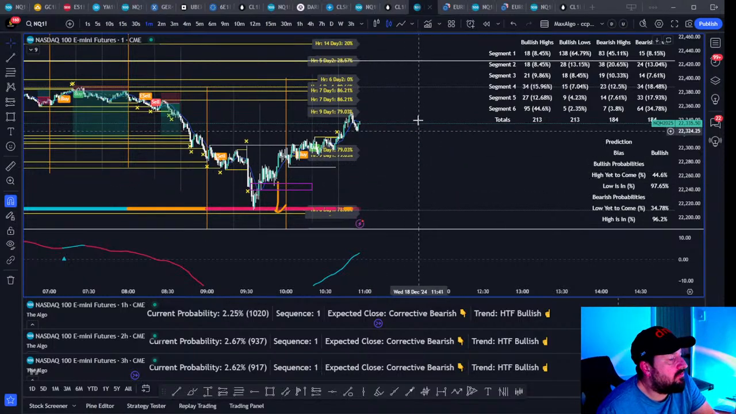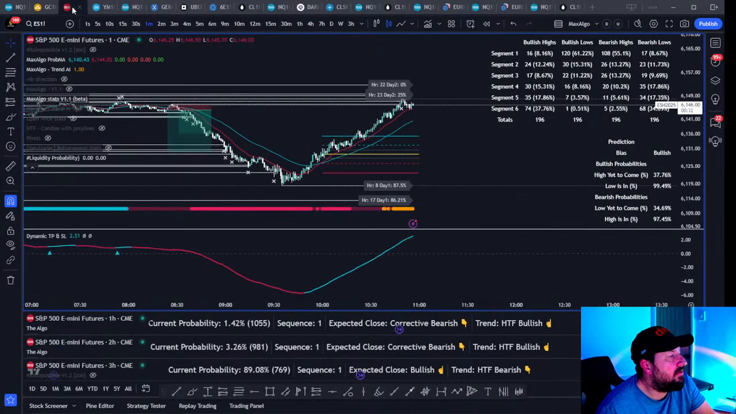I like NQ. Waiting for that one though. ES has got up into the liquidity.